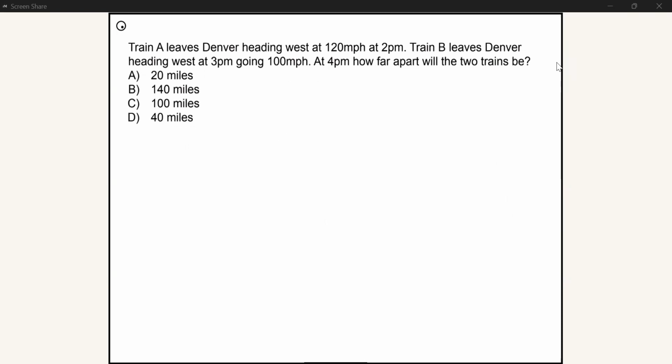Train A leaves Denver, heading west at 120 miles per hour at 2 p.m. Train B leaves Denver, heading west at 3 p.m., going 100 miles per hour. At 4 p.m., how far apart will the two trains be?